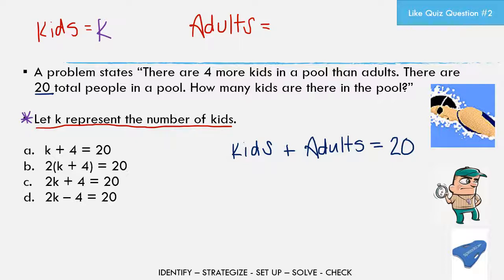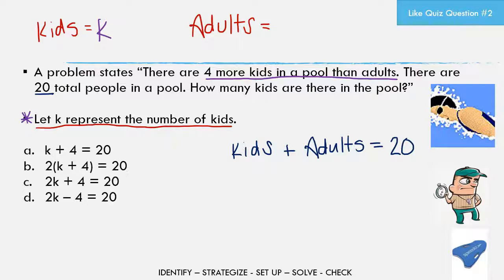And what this means is that we need it in terms of kids. We're going to think of everything in terms of kids. So now if we go to the adults, we have to think about how they gave it to us for the adults. Going back to quiz question number 1, they did the same thing here. Notice how they said there's 4 more kids in a pool than adults. So to get the number of kids, we would just take the adults and add 4.